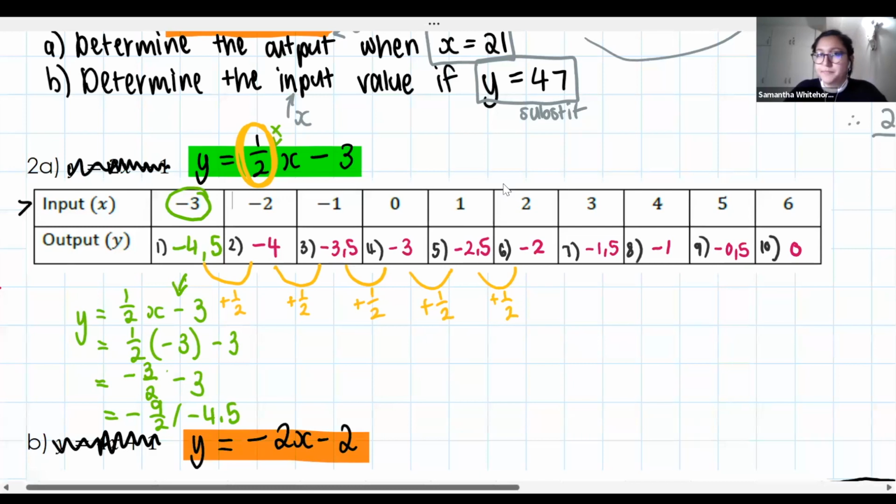I don't understand. How did she get to -4?